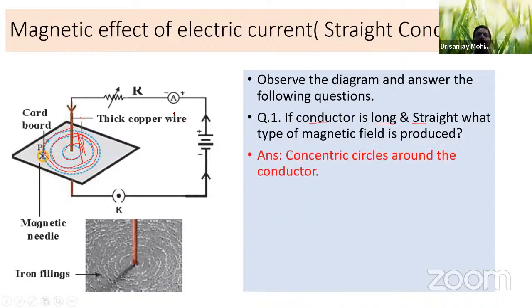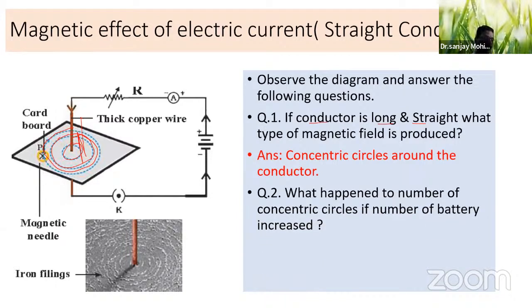Now, if the conductor is long and straight, which type of magnetic field is produced? The magnetic field produced is a concentric circle around the conductor. The next question is: what happens if the number of batteries increases, that is, if you increase the potential difference? Will the number of concentric circles increase or decrease? Or will the shape of the concentric circles change, or will the radius be affected?